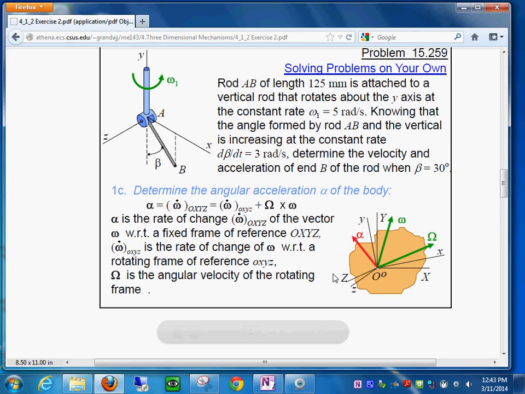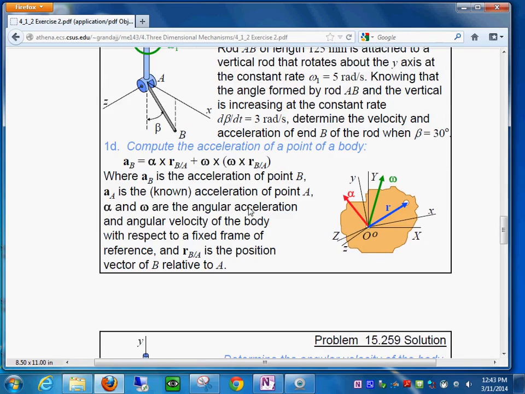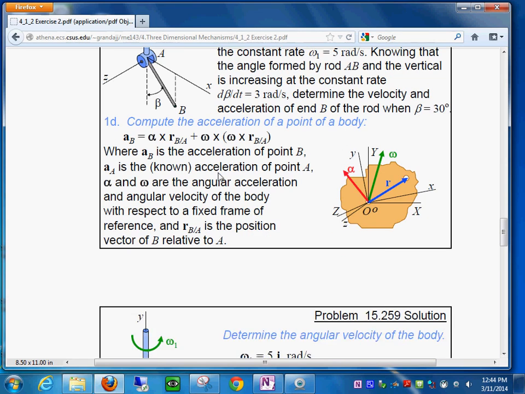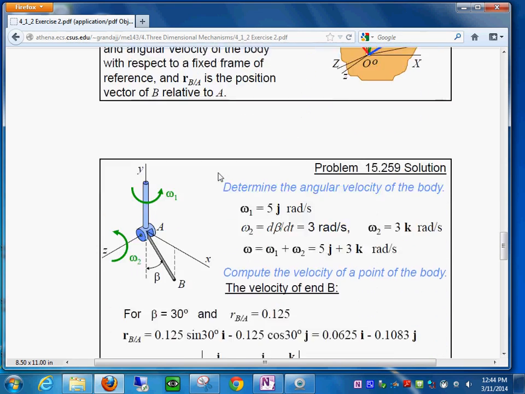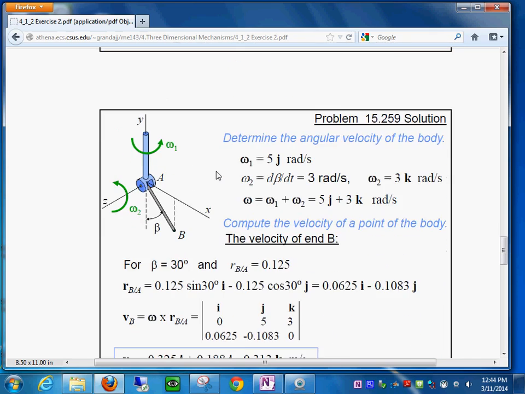Okay, so those are the basic principles here. Again, the acceleration of the point B, one point on the rigid body, is the tangential acceleration, which is alpha cross r, and the normal, which is omega cross omega cross r.